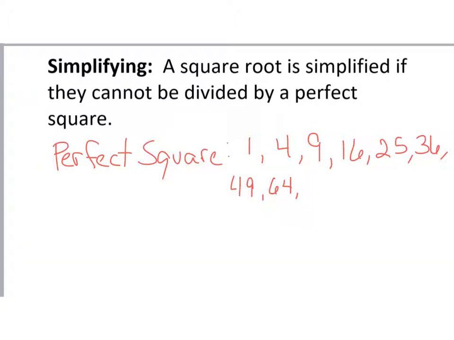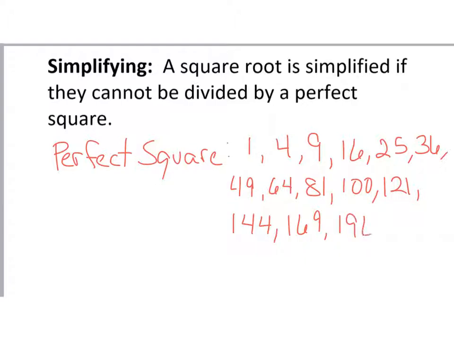Okay. 81, then 100, then 121. That's 11 times 11. Then 12 times 12? 144. 13 times 13? 169. 14 times 14? 196. 15 times 15? 16 times 16? Oh, that one's not on the wall.